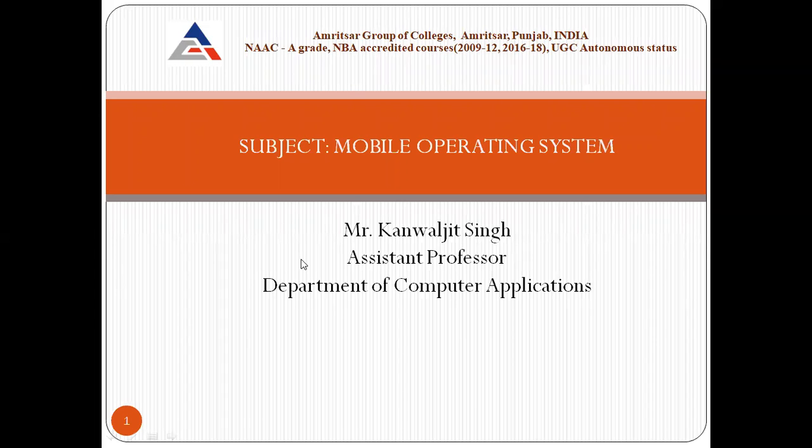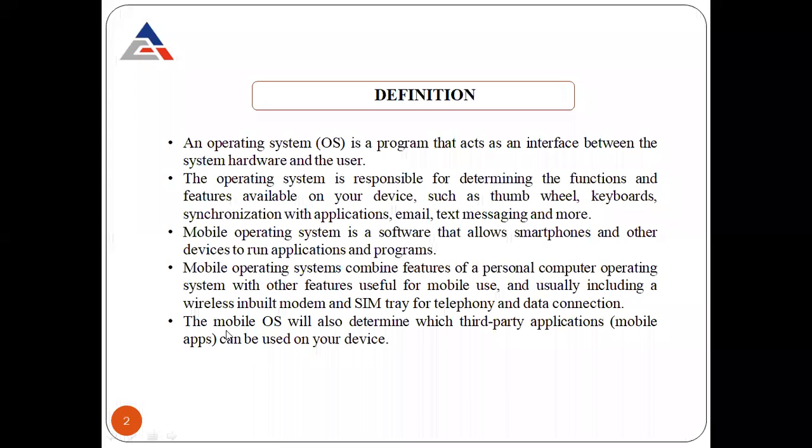Today's topic is the mobile operating system. So let's start with a little definition of operating system. An operating system is a set of programs, or you can say a software, that acts as an interface between the hardware and the user. With the help of the operating system, the user can operate various parts of the computer. Similarly, the user can handle various applications and various hardware of the mobile.